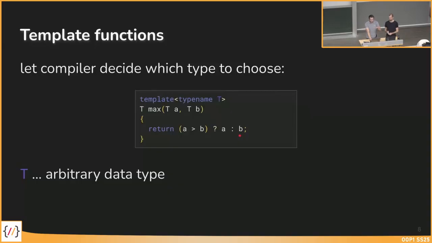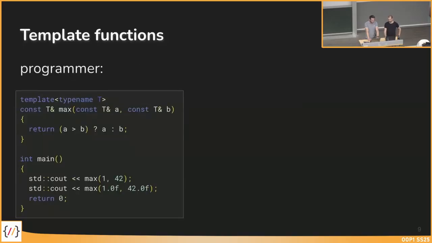So this basically is the template for the maximum functions we've seen before with integer and float. So T is basically just a placeholder for any data type. Yes, correct. And let's see how this works with a small example.